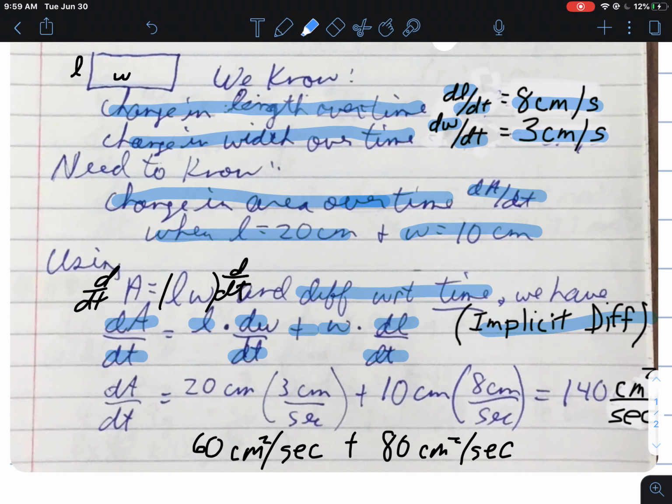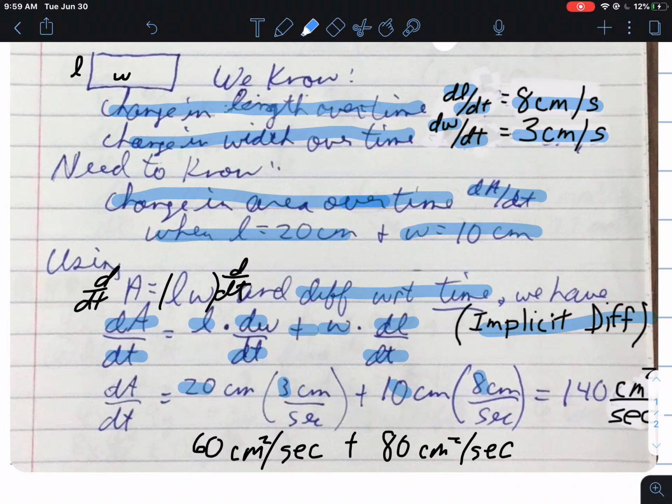From here it's really just a matter of plugging in your information. We know the value for L of 20, we know the value for W of 10 centimeters, that's our specific point in time. We already had dW dt listed above, 3 centimeters per second, and dL dt was 8 centimeters per second. So I just plugged all that information in to do our calculation.